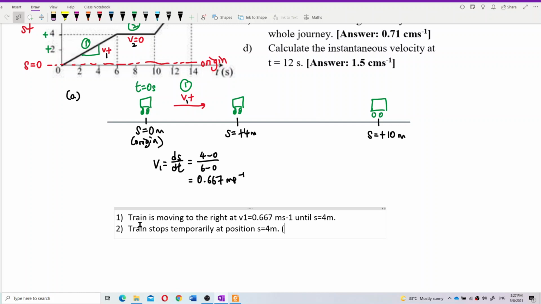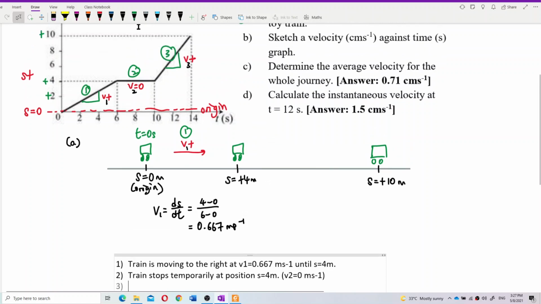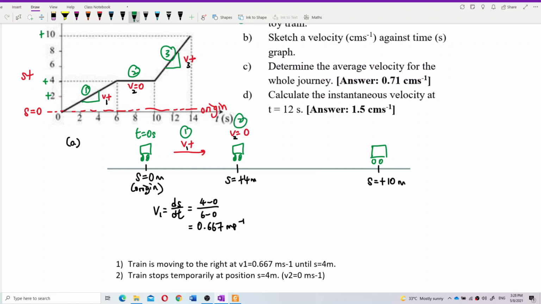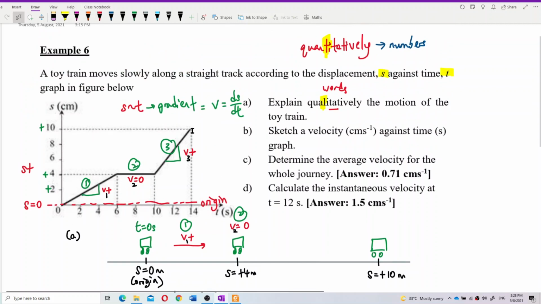Okay, and then v is 0 meter per second. The second velocity at that time is 0 meter per second. Then finally, third. So I can write here velocity is 0. This is for number 2, the second part. So for the third part, it is moving again to position 10.